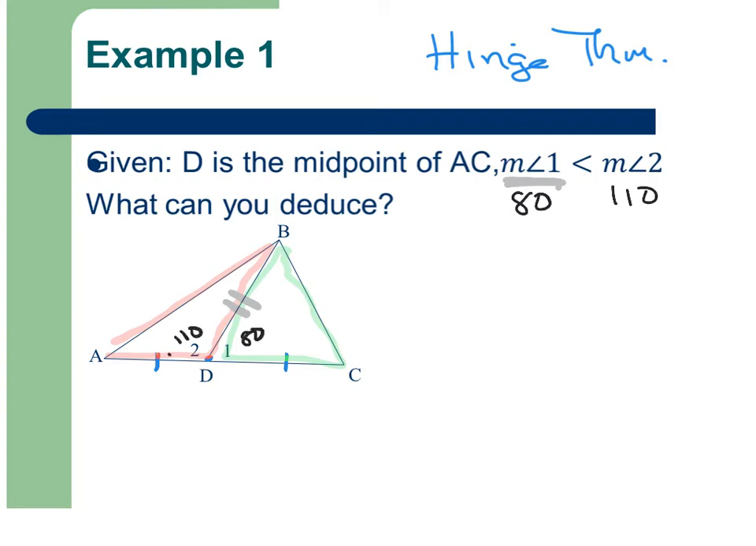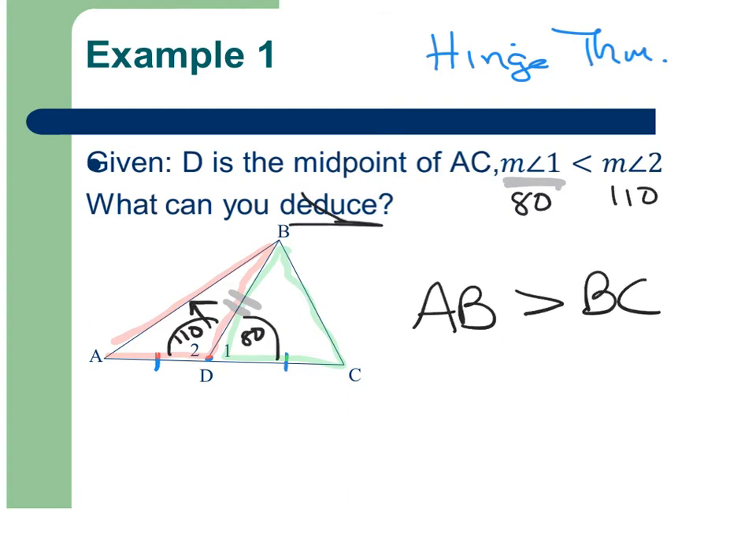So now that I have angle measures in here, which side's going to be bigger, AB or BC? Okay, so then I can say that AB is greater than BC. This is what it's asking me, what can you deduce, or what can you determine from the picture using the Hinge theorem? So as soon as you see that angle 2 is the bigger angle, then you know the side across from it is going to be the longer side.